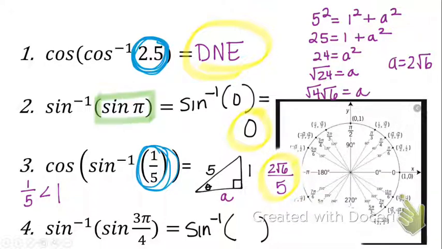So the sine of 3 pi over 4 is what? Is it negative or positive root 2 over 2? Okay. Now, what's the inverse sine of root 2 over 2? Positive or negative? Positive. All right, any questions about that? Kind of clicking in place now.